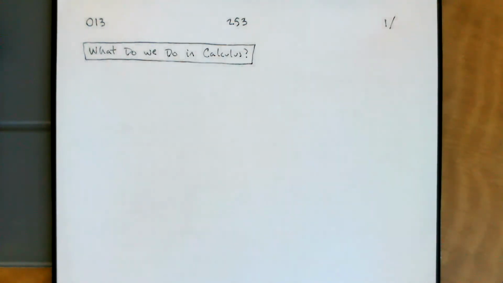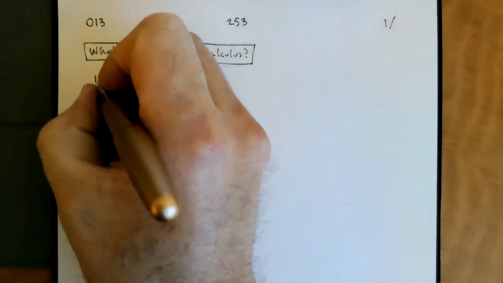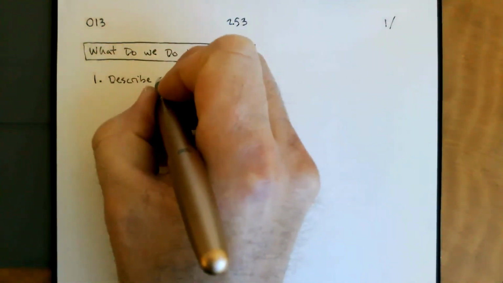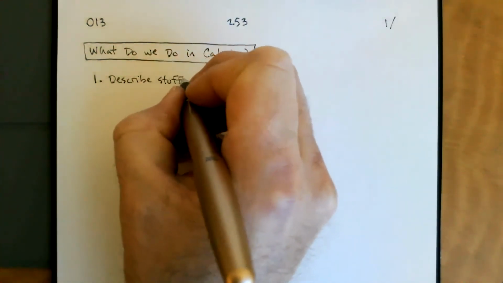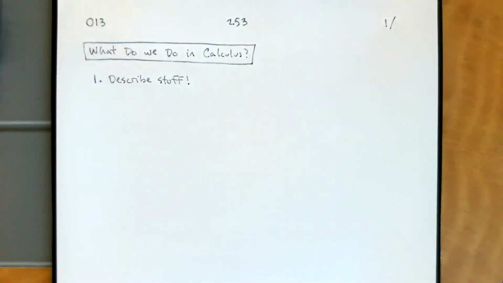So we want to start off with, what do we do in calculus? And I break it down into three things that we actually do in calculus. Number one, we describe stuff. We spend a lot of time before calculus getting ready to describe stuff in calculus. But one of the main things that we do is we describe stuff.